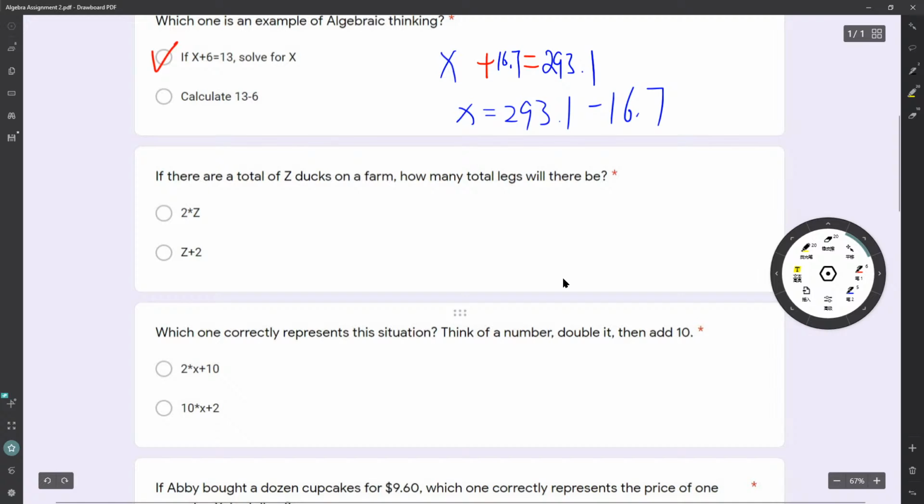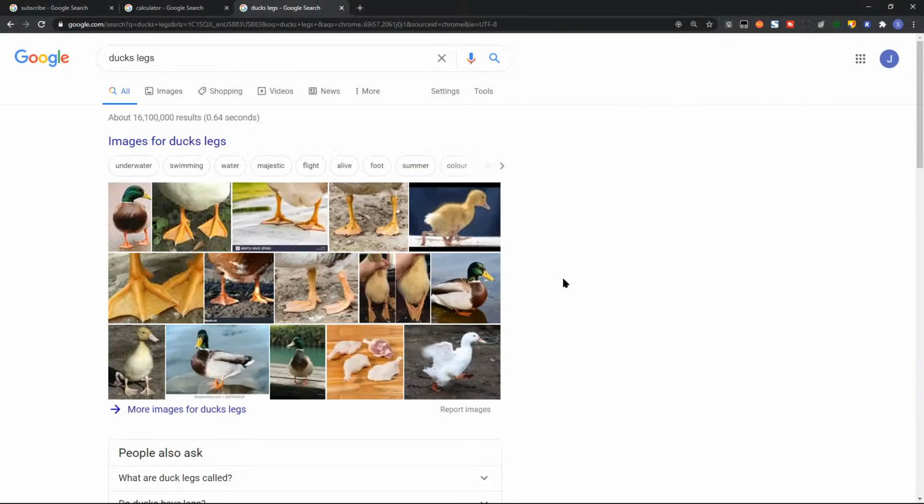Next, if there are a total of Z ducks on the farm, how many total legs will there be? So we have this many ducks and we are looking for the total legs. Okay, this is quite a funny question. So maybe we can take a look at the ducks. So here we have the ducks, right? And as you can obviously see, how many legs does a duck have? Wow, 2 legs, right? So this one duck, 2 legs, 2 legs, 2 legs, 2 legs.